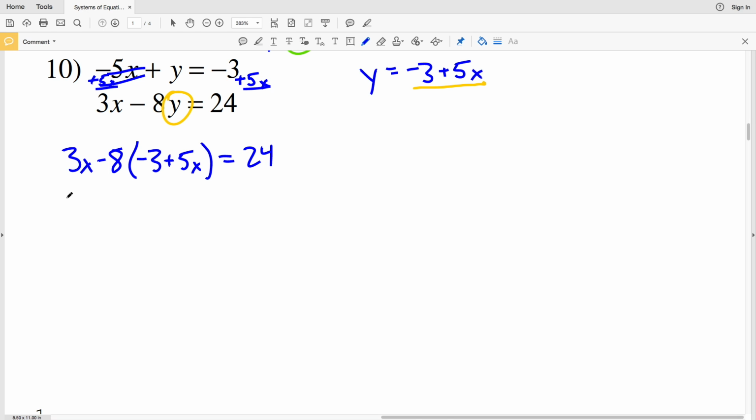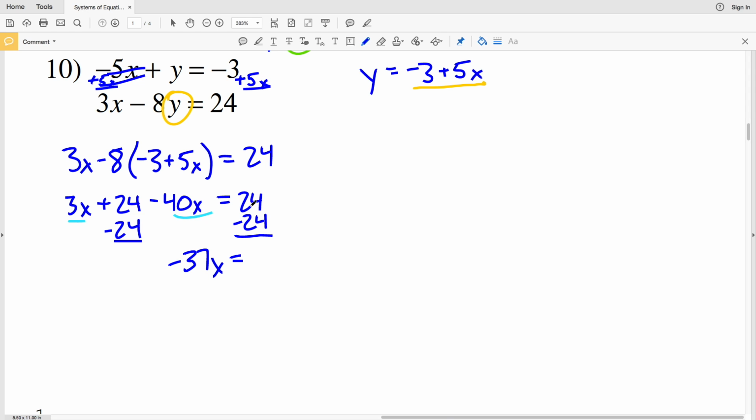So I'll have that 3x plus a positive 24, since minus a negative 3 times 8 will be plus a positive 3 times 8, which is 24, and then subtracting 8 times 5x, which is 40x, that'll be equal to 24. Now I'll subtract 24 from both sides, and at the same time, I'll combine my x's on my left. 3x minus 40x is going to be negative 37x, and that's equal to 24 minus 24, which is 0. And 0 divided by any number is simply 0.